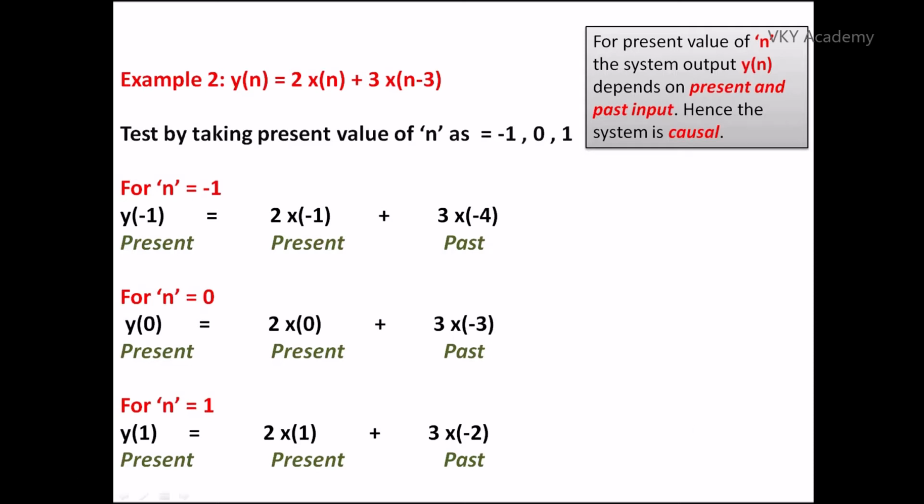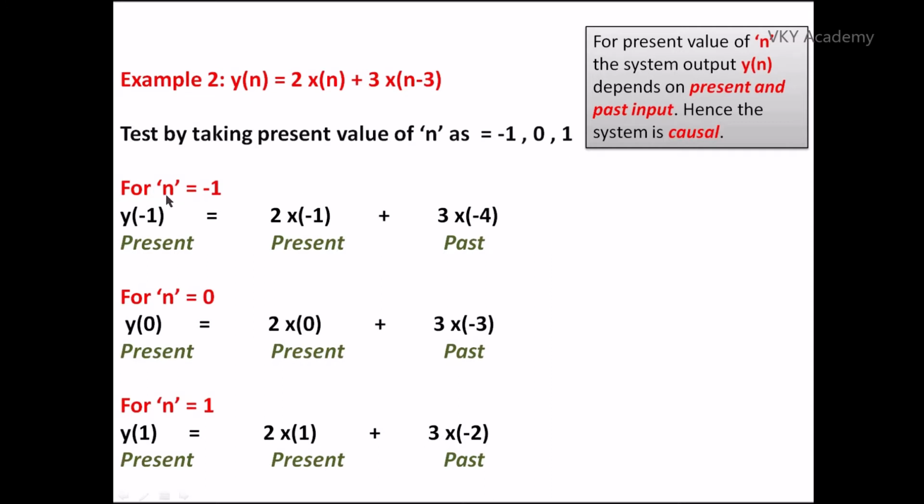Let us take one example. y of n is equal to 2 times x of n plus 3 times x of n minus 3. Check whether this particular discrete time system is causal or non-causal. So we will test the causality of the system with the same method we discussed in static and dynamic systems. Test by taking present value of n as minus 1, 0 and 1. So we will test for 3 different present values of time: at minus 1, at 0 and at 1.